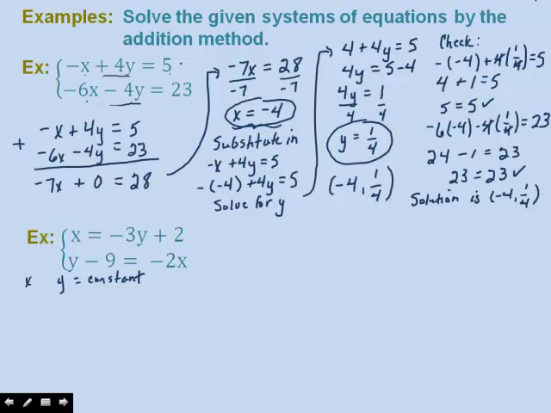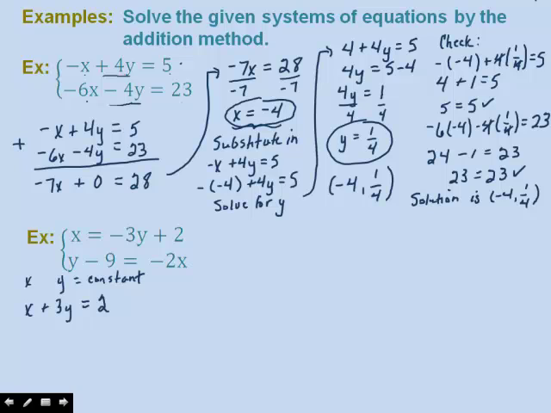So we'll have an x term and then a y term, and then on the other side of the equal sign we'll have the constant. So for our first equation, to do that we would just have to add 3y to both sides. So we'd have x plus 3y is equal to 2.